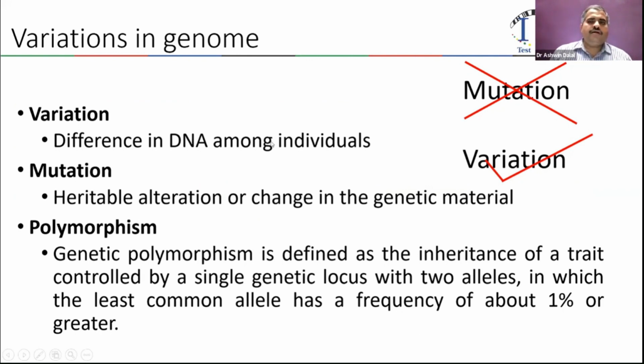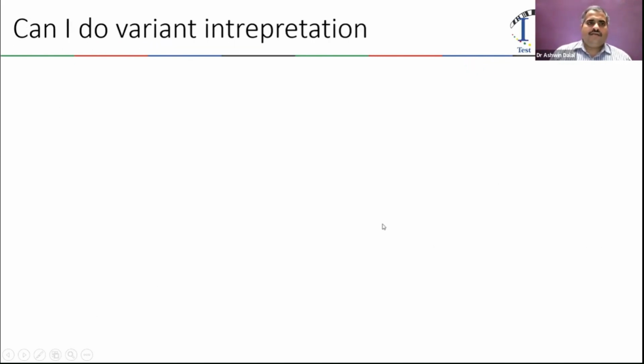So let us understand some of the terms that we will be using during variant interpretation. Variation refers to difference in DNA among different individuals. Mutation is defined as a heritable alteration or change in the genetic material. And polymorphism is defined as inheritance of a trait controlled by a single genetic locus with two alleles, in which the least common allele has a frequency of about 1% or more. Now, we don't prefer to use the word mutation since it has a different connotation, and we will prefer to use the word variation whenever we want to talk about alteration or change in the genetic material.